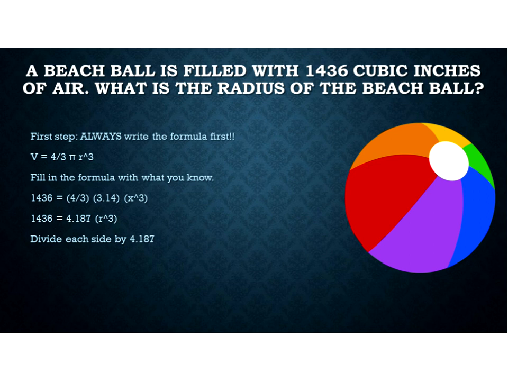So if you divide each side by 4.187, you get an answer over here of 342 97/100. And over here you're left with r cubed. Now your last step, what you need to do is you find the cube root of each side. And your answer is 7. So r, or your radius, would be 7 inches.